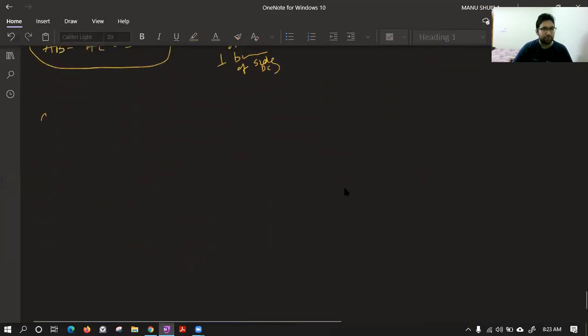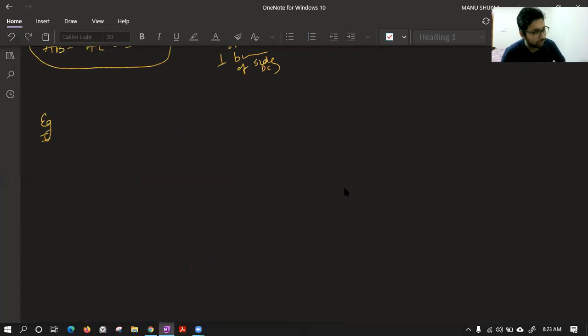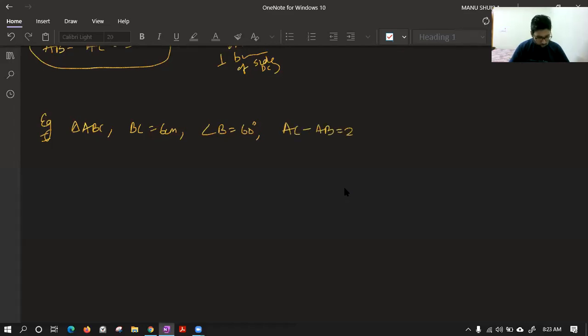Now let's try the next example. We have 7 minutes left. The next one is, construct a triangle ABC, in which BC is 6 centimeter. Thank God it is larger. Angle B is 60 degree. Thank God it is easier. And AC minus AB is equal to 2 centimeter. Again, measure AC and AB and justify your construction. So we all are ready.